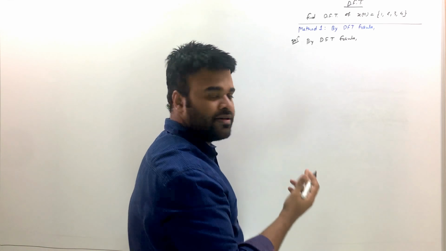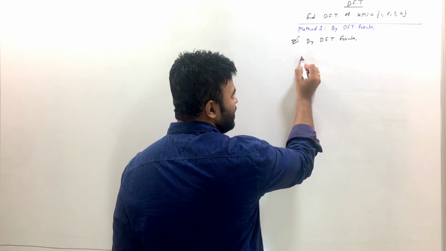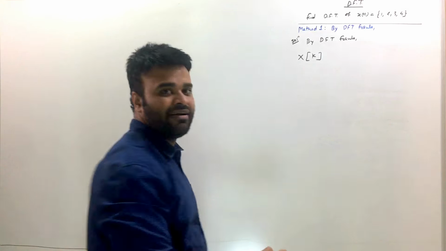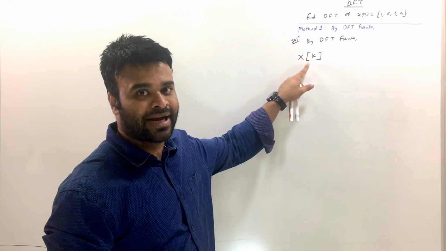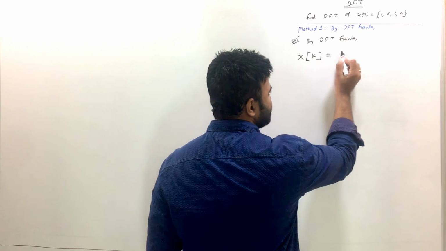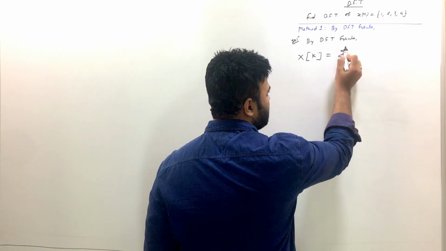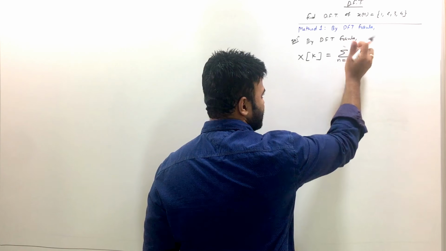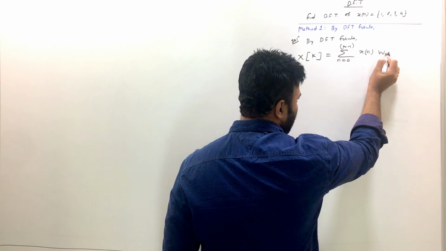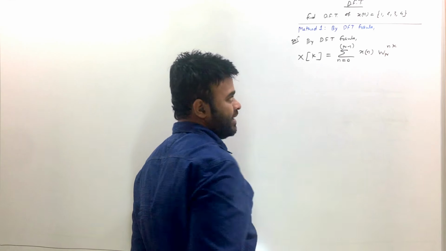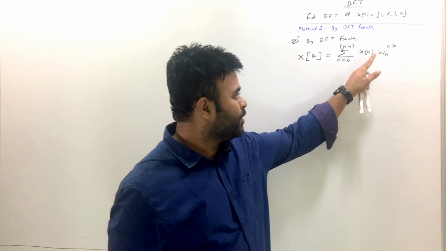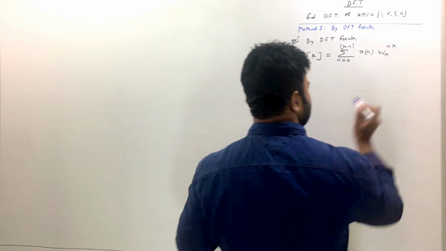You have to remember the formula for the discrete Fourier transform. When you find the discrete Fourier transform, you get X[k]. Observe how I write the capital X and square bracket k. That's just a notation that we follow. This is equal to the summation of n equal to 0 to N minus 1, that's not infinity, of x of n W_N raised to nk.